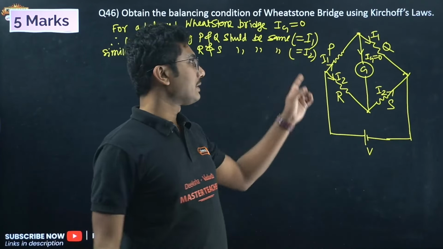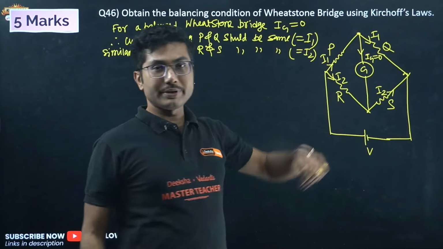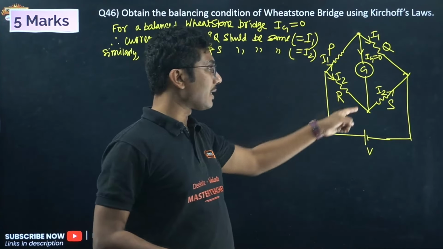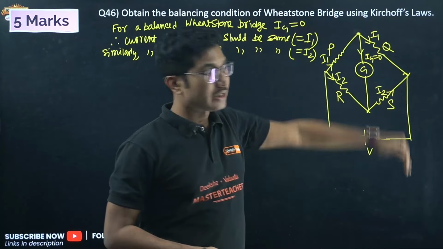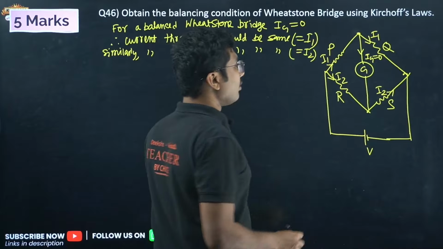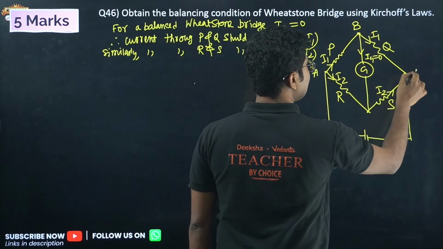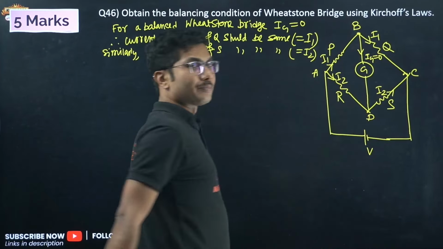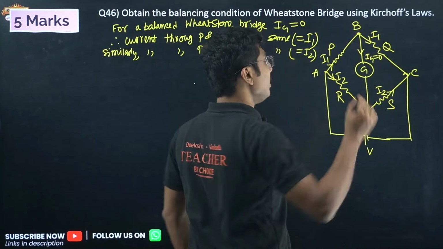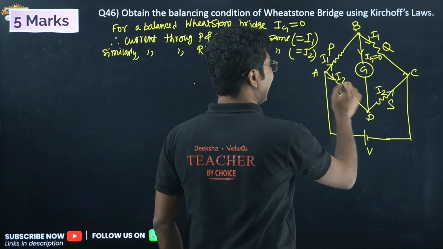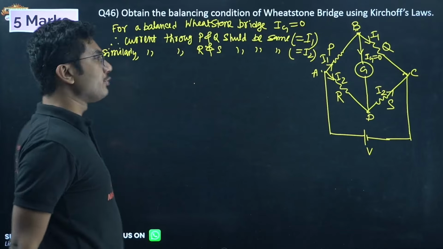Kirchhoff's current law says that at a junction, whatever current is going in should be the sum of the currents going out. So here, because no current is passing through the galvanometer, whatever current is passing through P, the same current should pass through Q as well. Now we will be applying, suppose A, B, C, D. We have to name them as well. We will be applying Kirchhoff's voltage law or Kirchhoff's loop rule across A, B, D, A and B, C, D, B. These two loops we will be taking.